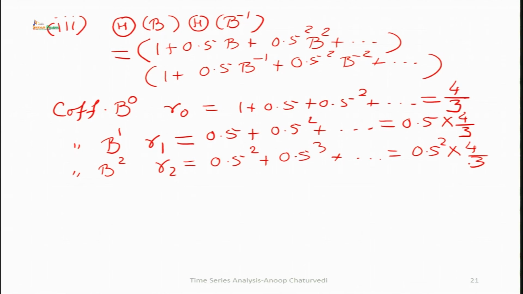In general, you can easily check that the coefficient of B to the power k, which gives you gamma k, is equal to 0.5 to the power k into 4 by 3. So, this is how you can obtain the autocovariance function for this process using the autocovariance generating function. So, this is one procedure for obtaining the autocovariance generating function. You can obtain all these autocovariance generating functions directly also.